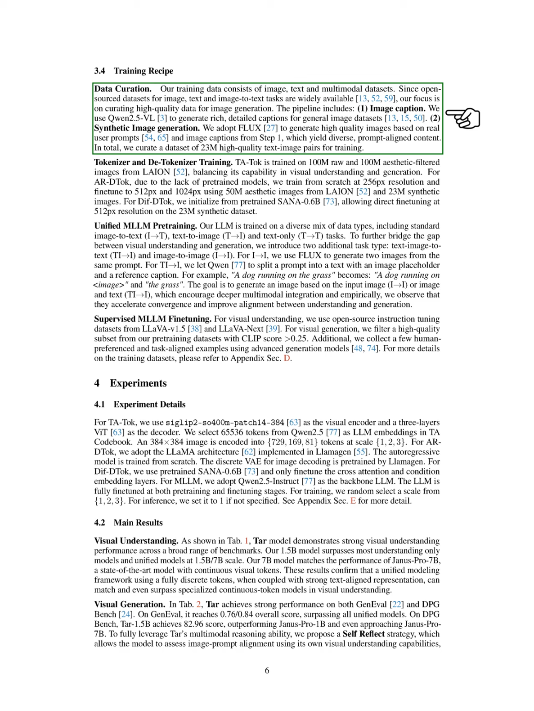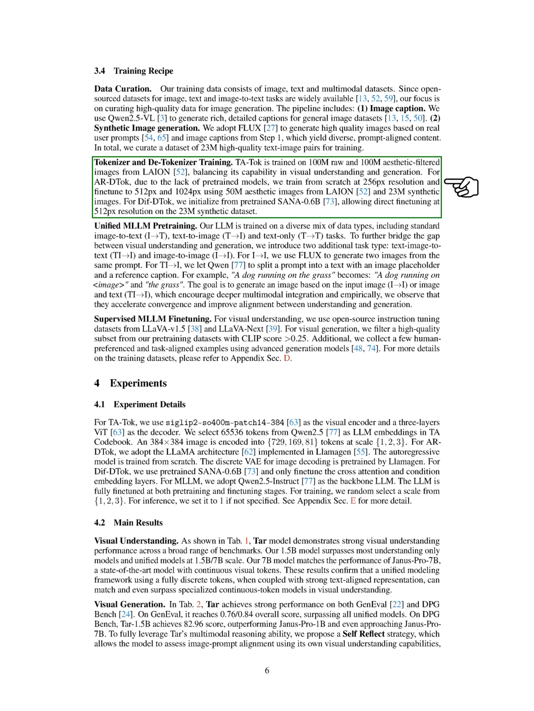Our training data includes image, text, and multimodal datasets, focusing on high-quality data for image generation. We generate detailed captions for images and create synthetic images based on user prompts and captions, resulting in a dataset of 23 million high-quality text-image pairs. We train TAR on a large set of images to balance visual understanding and generation. For ARD-TAR, we start from scratch and fine-tune it using aesthetic images. For DiffD-TAR, we initialize from a pre-trained model, allowing us to fine-tune it directly on the synthetic dataset.